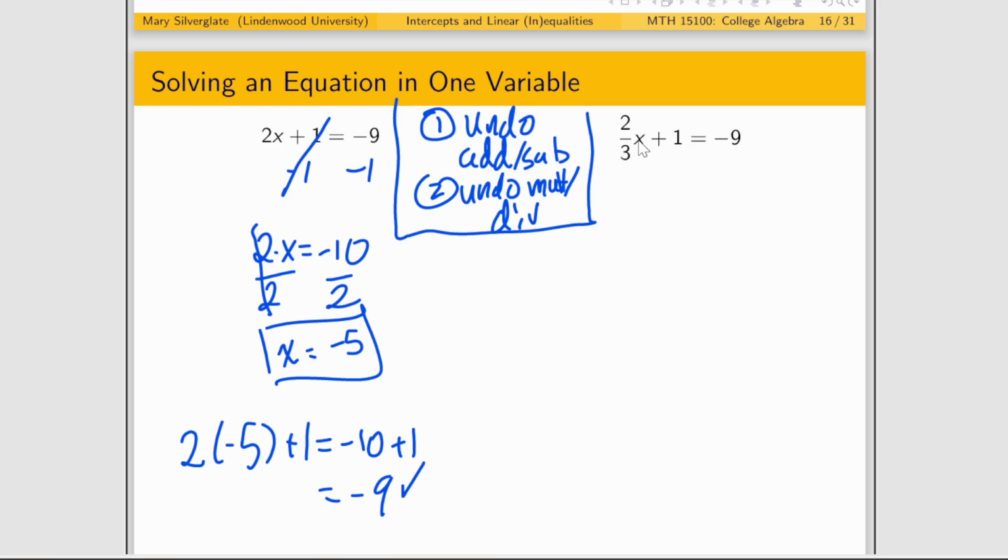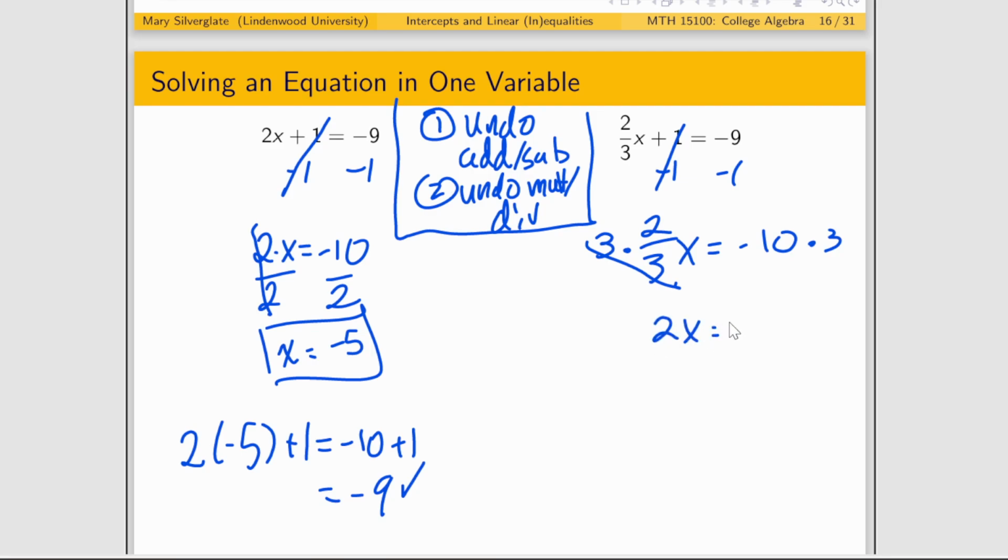Welcome back. Let's go ahead and go through how to solve this equation. So if I'm thinking about my steps, I want to first undo adding 1. So I will undo adding 1 by subtracting 1 to both sides. I'm left with 2/3 x is equal to negative 10. Then I'm going to personally undo that 2/3 in the two-step way. So I'm going to undo dividing by 3 first by multiplying by 3. So you're really saying 3 divided by 3 is 1. And when I do things to one side, I have to do them to the other.